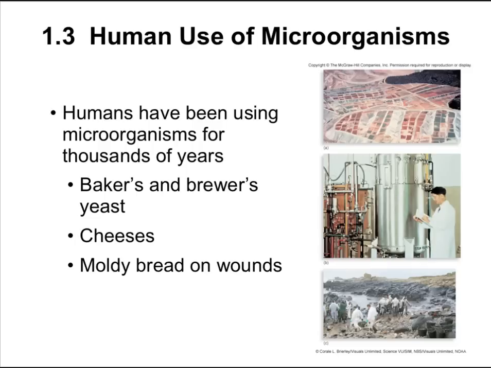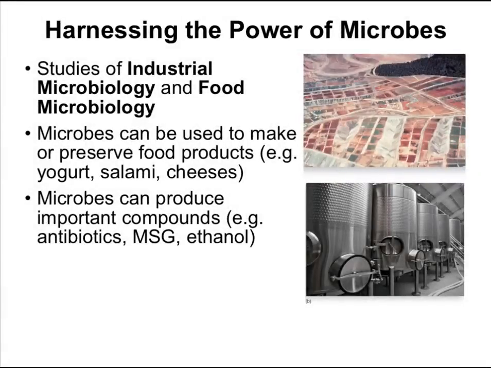Thousands of years ago in Egypt, they kept moldy bread around to put in open wounds, presumably to prevent infections. In the fields of industrial microbiology and food microbiology, microbes can be used to make or preserve food products, for example, yogurt or salami, and the example of cheeses. They can also produce important compounds like antibiotics, MSG, or ethanol that we see used in the production of our beers and wines.